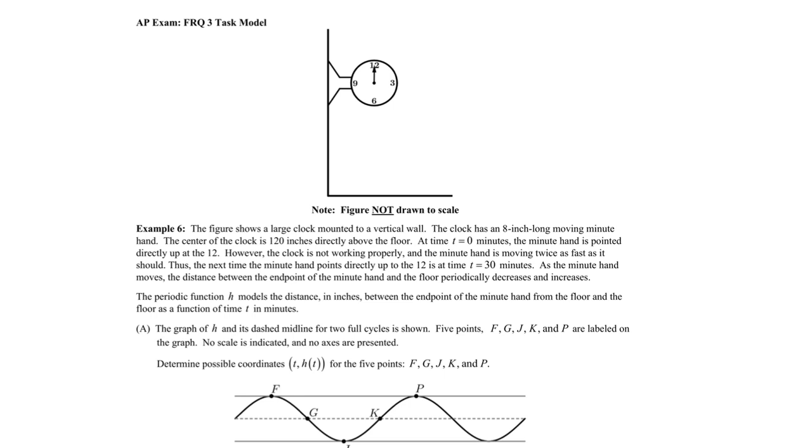Let's read example 6 here. The figure shows a large clock mounted onto a vertical wall. The clock has an 8-inch long moving minute hand. So I know that from here to here is 8 inches, okay? And we want to mark things on our, if we have the ability, pencil and paper, we mark things down to help us get it right, okay? The center of the clock is 120 inches directly above the floor. So now I know the center of the clock is in the middle there, right? I know that that's 120.